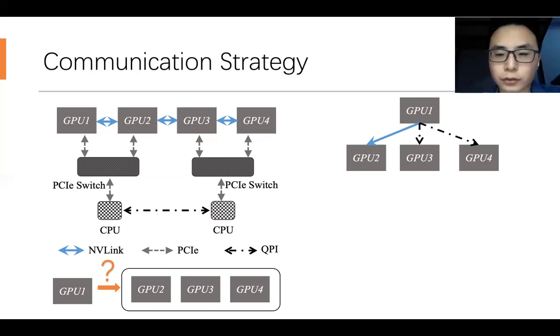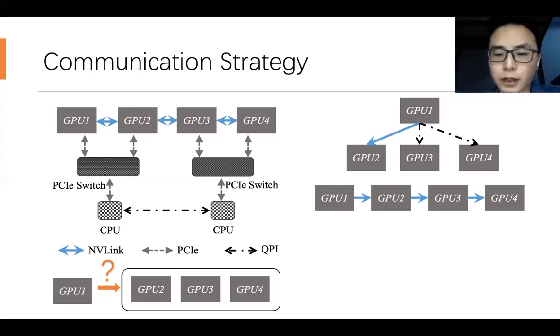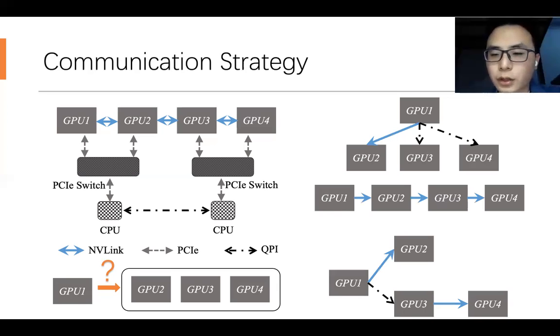However, it will go through the QPI link to reach GPU 3 and 4, which may be too slow. Another solution only uses the NVLink, where we use GPU 2 and 3 to forward the vertex to GPU 4. Or we can use a more complicated strategy, where we send the vertex to GPU 2 and 3 and use GPU 3 to forward it to GPU 4. As we can see, all the strategies of a vertex form a tree, and it's easy to prove that the optimal strategy of a vertex is always a tree.